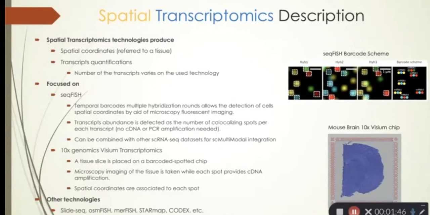The seqFISH combines microscopy imaging with multiple rounds of hybridization combined with temporal barcodes in order to catch the coordinates of the cells on the tissue. The transcript abundance is detected as the number of colocalizing spots per each transcript. These can be combined with single-cell RNA-seq datasets to have single-cell multimodal integration.